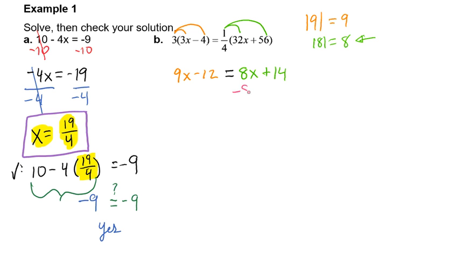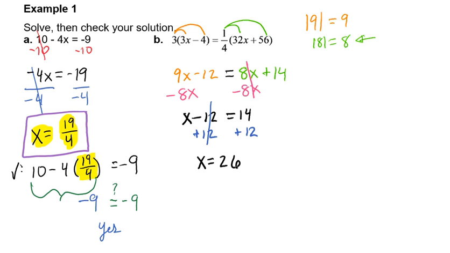So we are going to subtract the 8x. And again, remember, we're subtracting it because the 8x is a positive right now, and making it negative would be its inverse. And so that's going to give me an x minus 12 equals 14. Then to finish solving, I'll add 12 to both sides because addition is the inverse of subtraction, and that's going to give me that x equals 26.